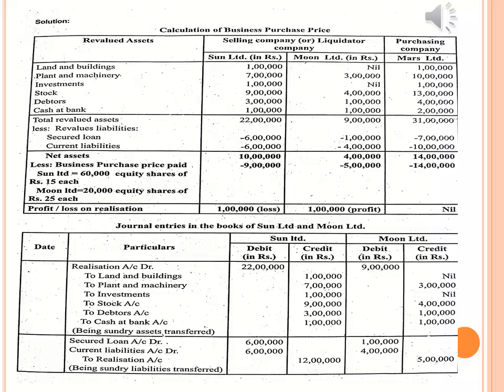So realization to land and building, plant and machinery, investment, stock, debtors, cash. For Sun Limited, we just write it from the balance sheet: the transfer of sundry assets. In the same way, write it for Moon Limited. For liabilities, you take only the secured loan and current liabilities, and transfer them to the realization account. You debit the liability and credit realization. Next we will see on the next slide how we do the rest of the entries.